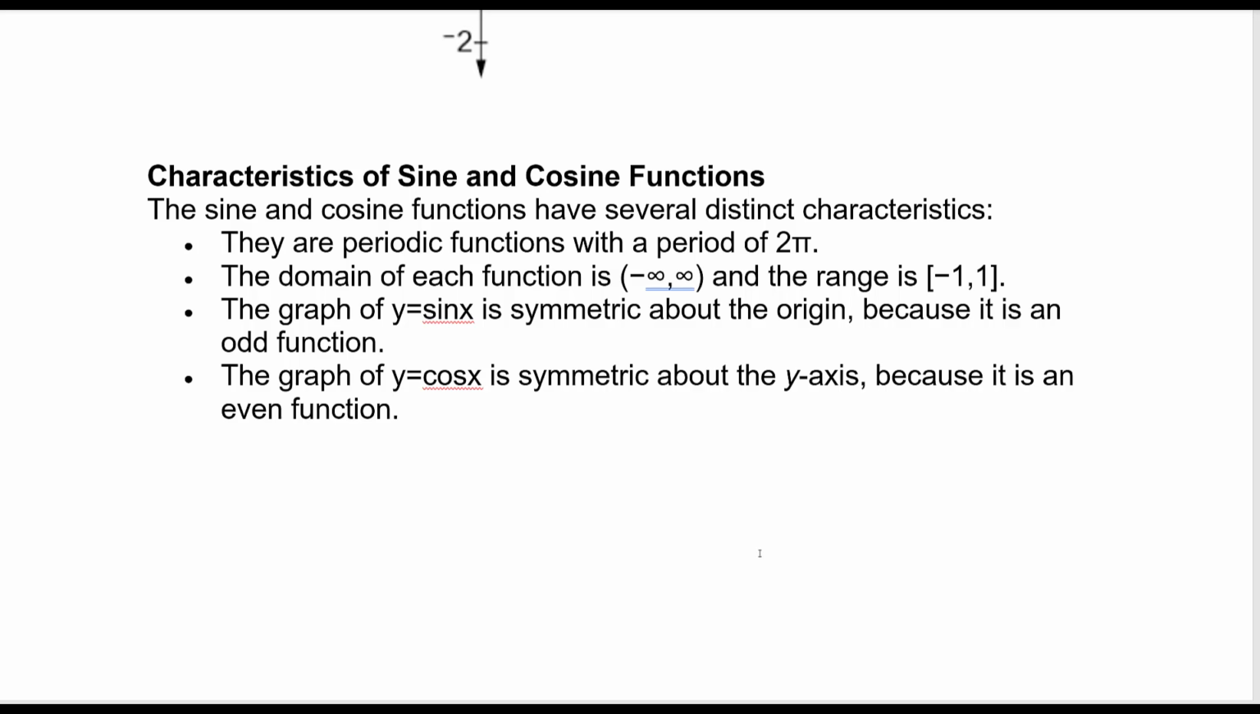Characteristics of the sine and cosine function. The sine and cosine functions have several distinct characteristics. They are periodic functions with a period of 2 pi. The domain of each function is negative infinity to infinity, and the range is negative 1 to 1. This is for the standard, and things can shift it around. The graph of y equals sine x is symmetric about the origin because it is an odd function, and the graph of y equals cosine x is symmetric about the y-axis because it is an even function.